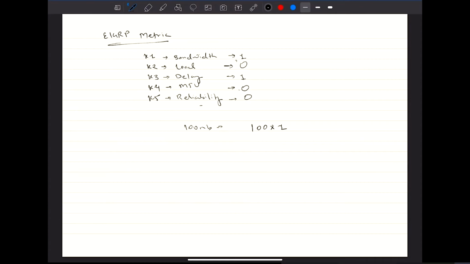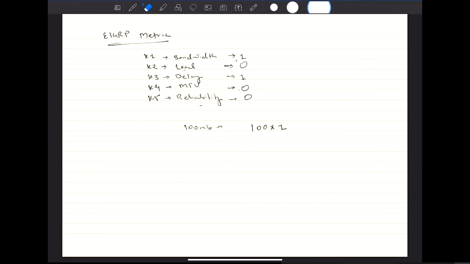But if you look at the load, whatever value is configured on the interface will be multiplied by 0, because 0 is the value of K2. So it's going to be 0 multiplied by load, and it's going to turn out as 0 itself. So the values of K2, K4, and K5 are not going to be used in calculating the metric. Only the bandwidth and the delay are going to be used for calculating the metric.